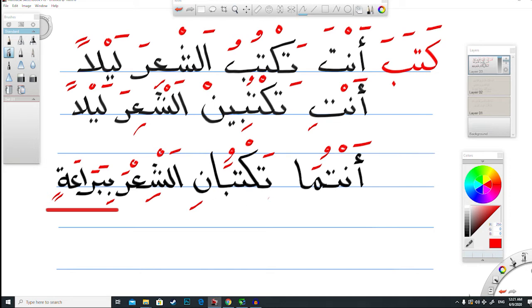So what we have changed in the root, we added ta at the beginning with fatha on top of it. We added ba, the medial form, alif, the final form, and nun in the isolated form. تكتبان. And this is in the present tense for dual masculine and feminine for the second person, the one who is being addressed or being talked to. Let's move to the plural masculine example.